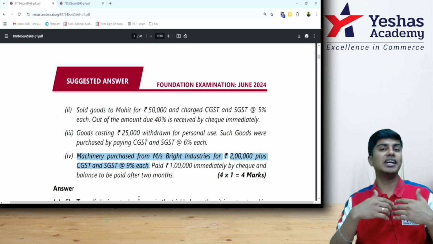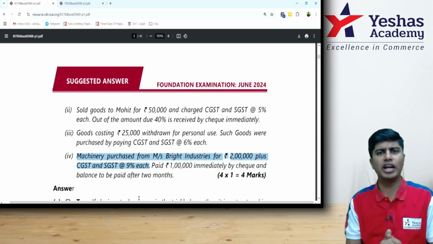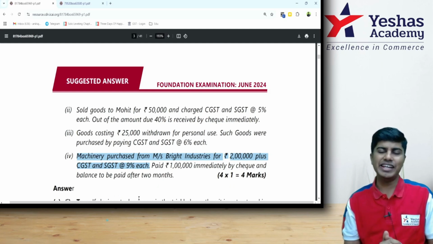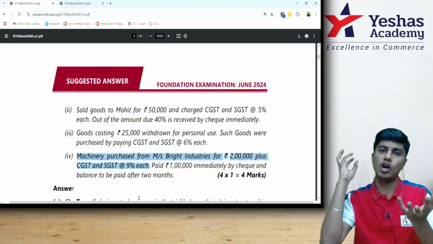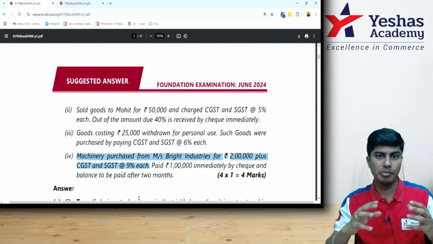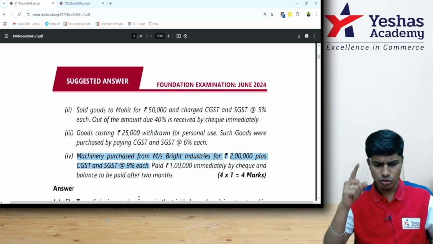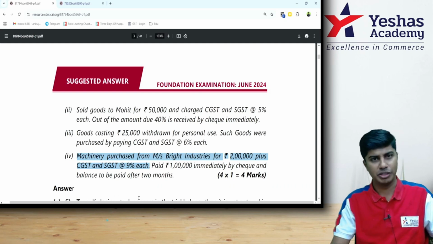If input tax credit is not available, if this asset is not eligible for ITC, then that 18 plus 18, 36,000 that we paid will be included in the cost of the machinery, which is 2 lakh. So the machinery's cost will become 2 lakh 36,000. You would have done this in your depreciation chapter when you started with valuation of machinery.